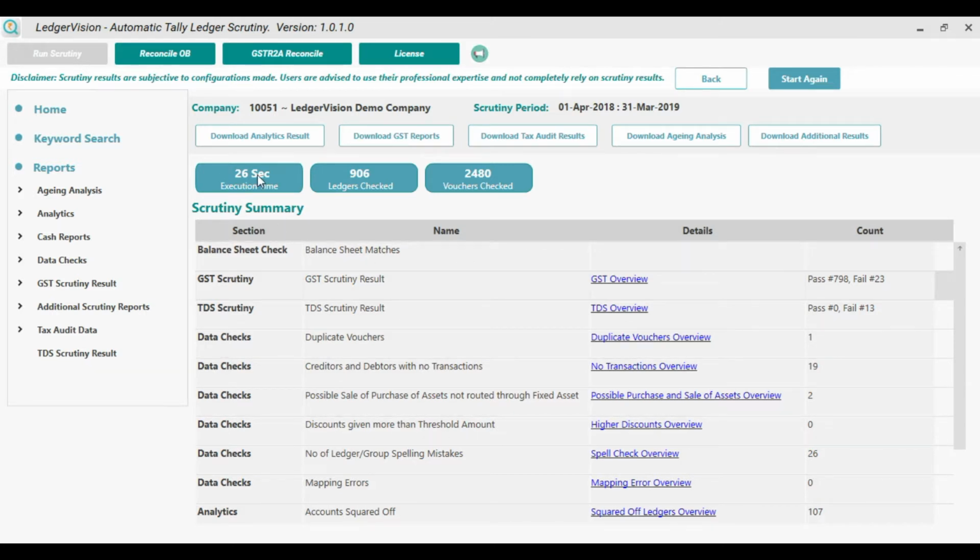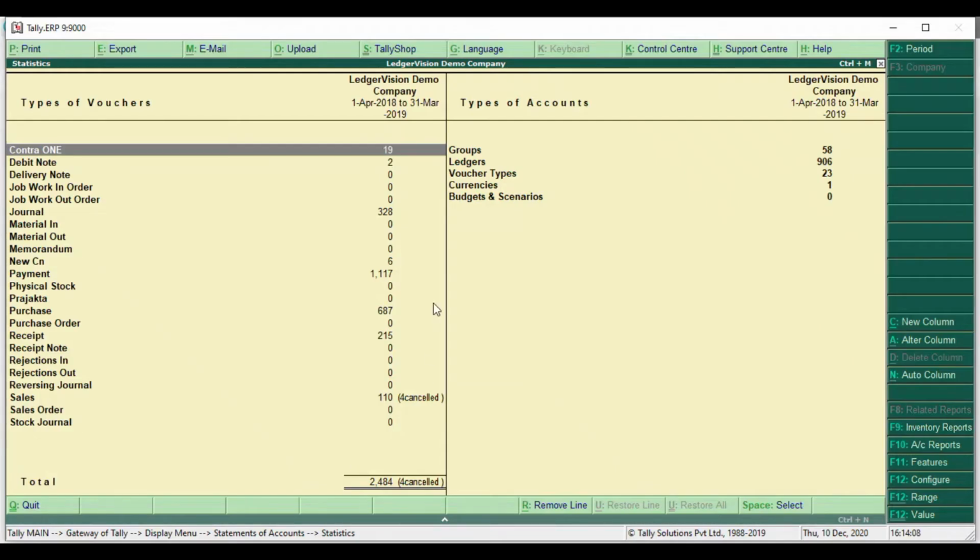You can see the execution time is very fast, only 26 seconds required to check all 906 ledgers for this company, and there are 2480 vouchers, so you can cross tally. In Tally statistical data you can see there are 906 ledgers. There are a total 2484 vouchers, out of which 4 are cancelled, so total vouchers checked by Ledger Vision is 2480.